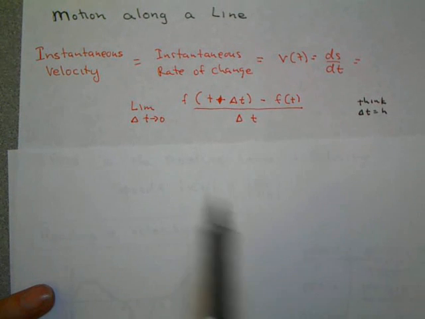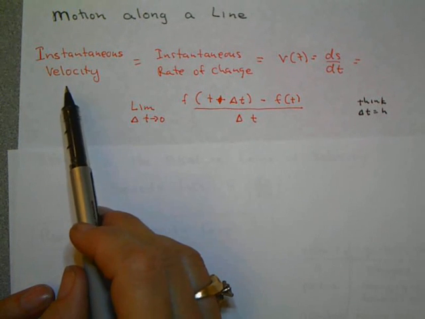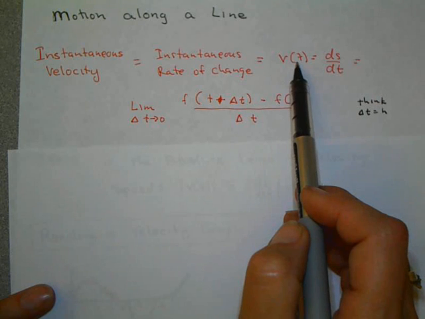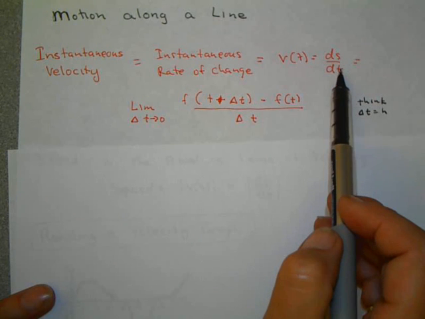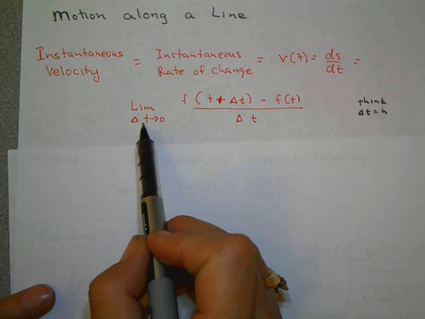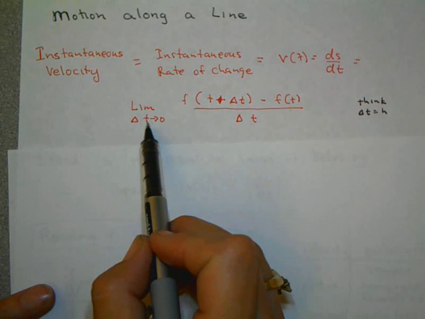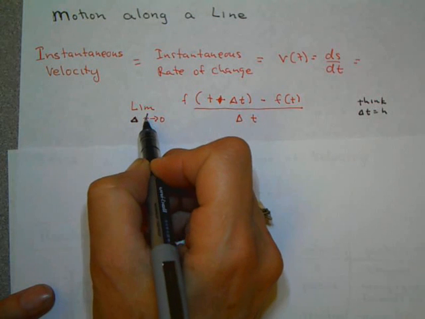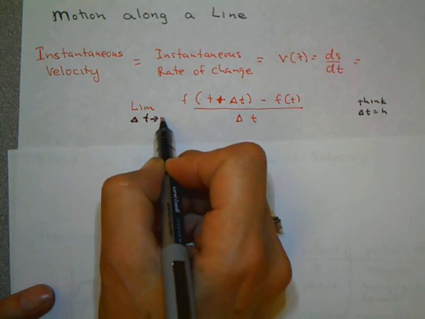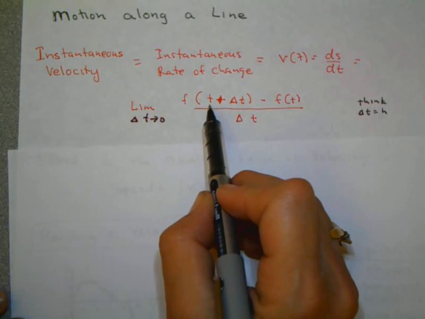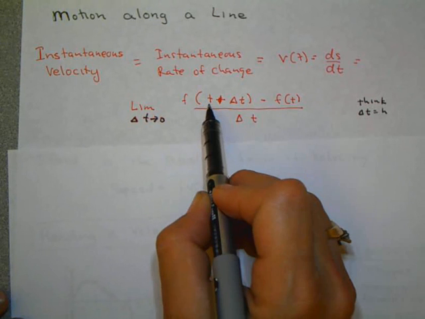Okay? So that's all about our vertical motion. Now what about motion along a line? For a second, I'm going to give you one more of these formulas, and I don't think you're going to use it a whole lot, but I want you to know what it's saying in your book. Motion along a line, if you're talking instantaneous velocity, instantaneous rate of change, these all mean the same thing. Velocity with respect to time, the change in position over the change in time.